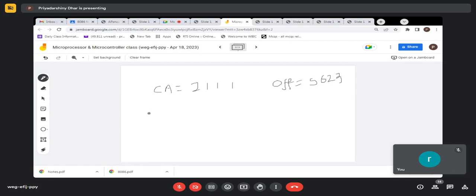So physical address equal to... Should I try this on the board, on the Jamboard? Yes. I'm writing in the Jamboard.